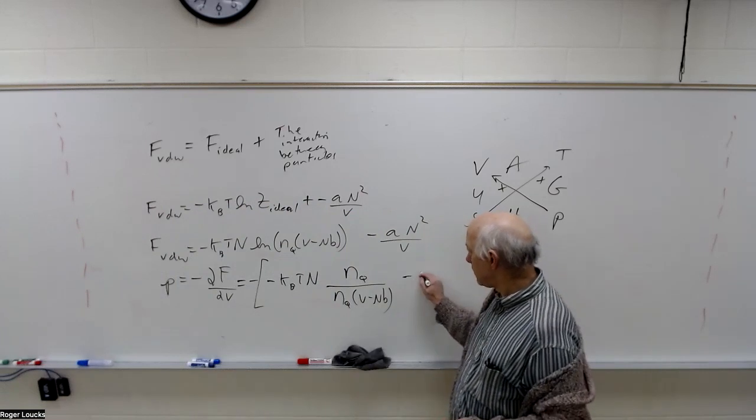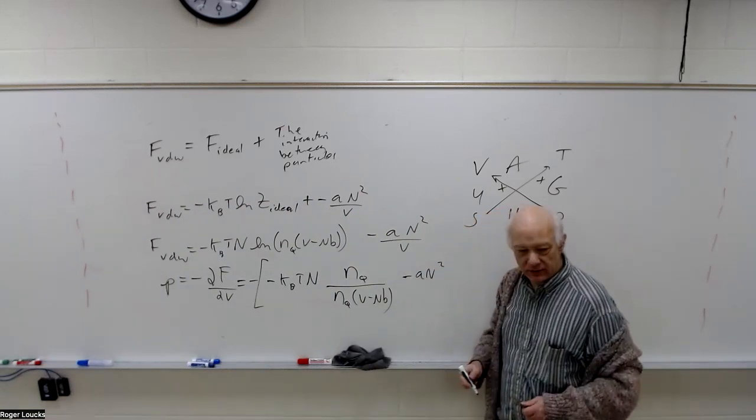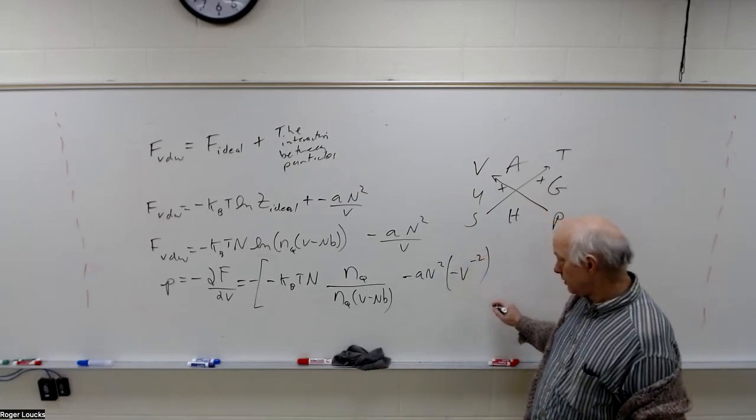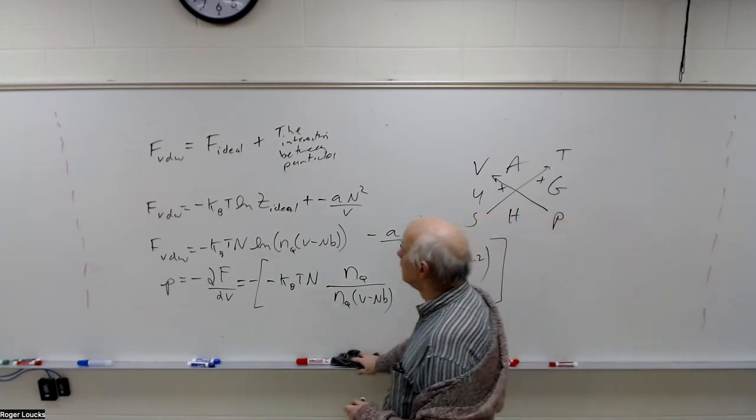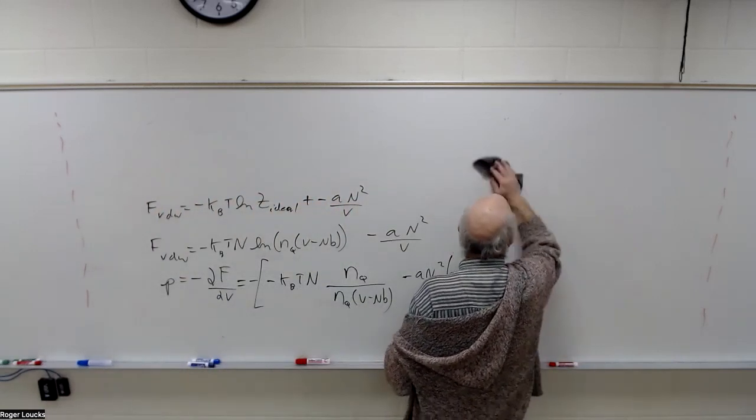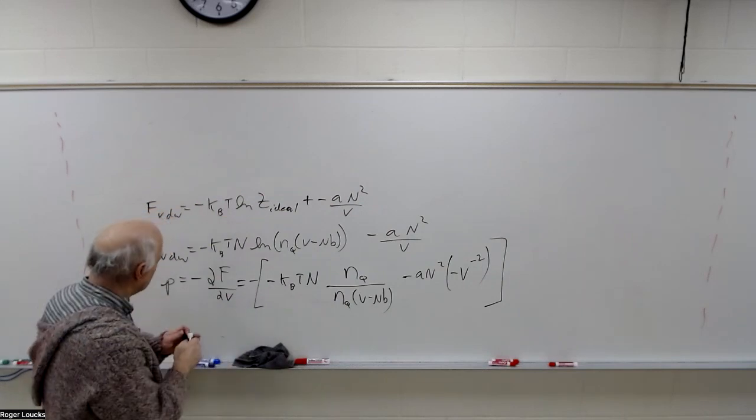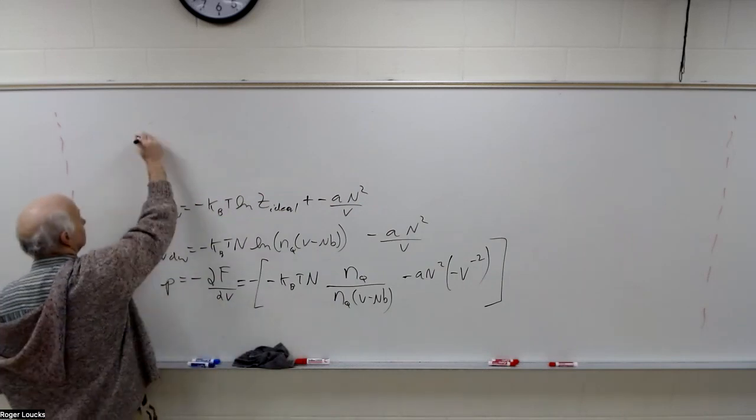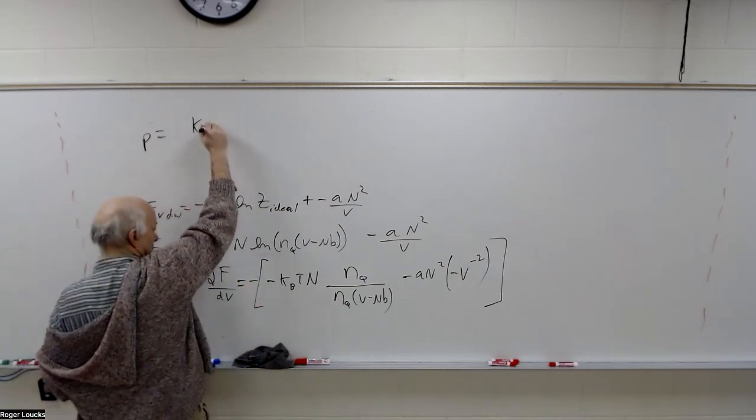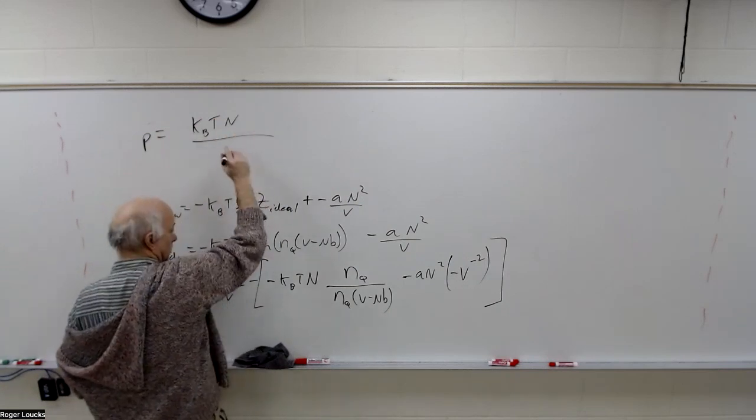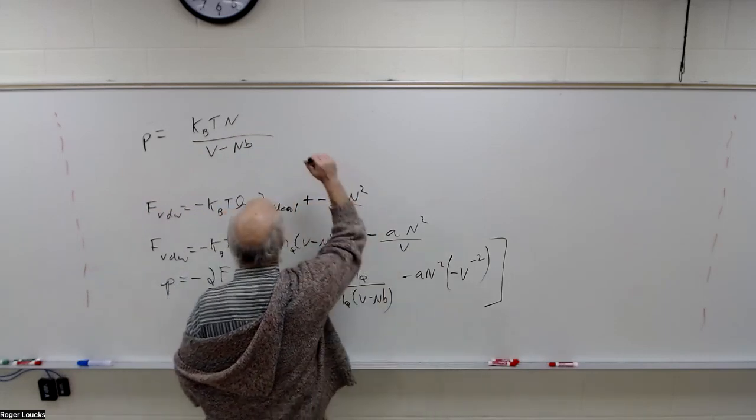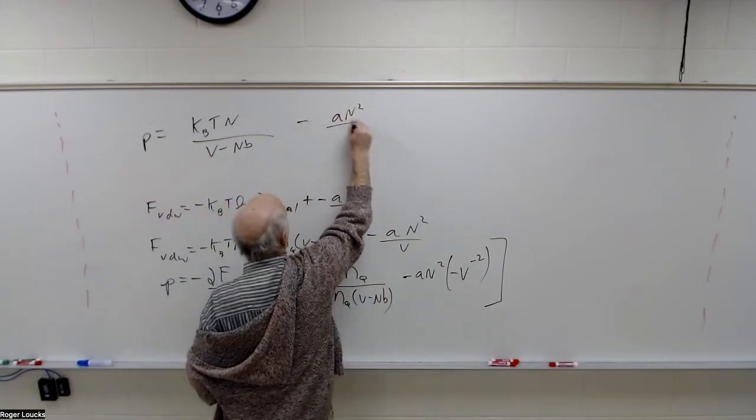Now let's do this guy. Minus a n squared plus the derivative of V, 1 over V, minus 1 over V squared, minus V to the minus 2 power. And this stands for a little bracket here. P equals, okay, these cancel here, this makes it positive. This is n k_B T over V minus n b, okay, minus a n squared over V.